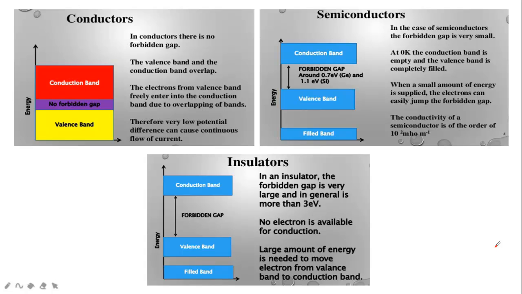Now the insulators have a large forbidden gap. It is very large, generally more than 3 electron volt, and there is no electron available for conduction. So a large amount of energy is needed to move electrons from the valence band to the conduction band.